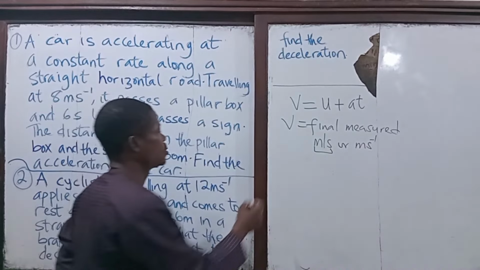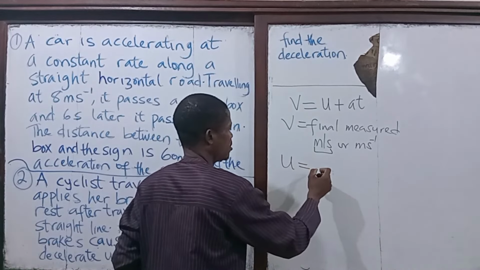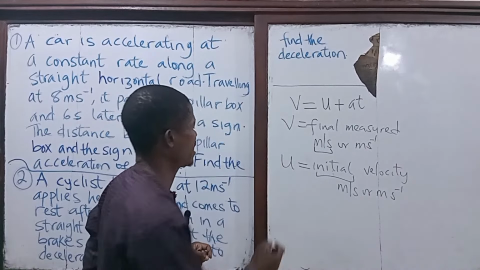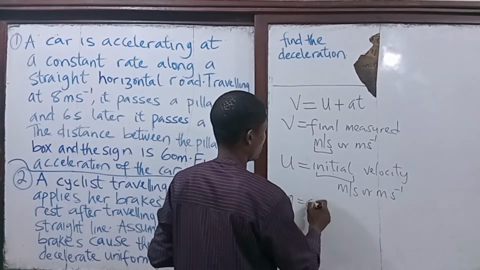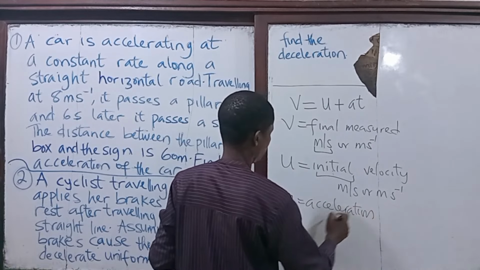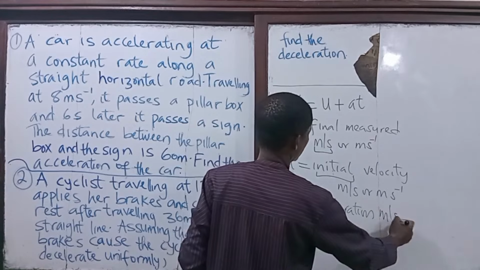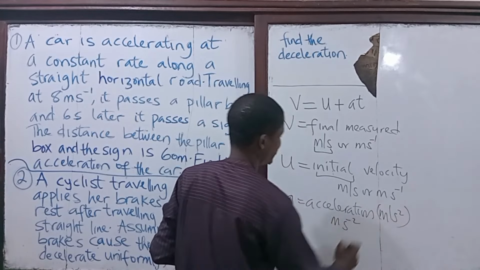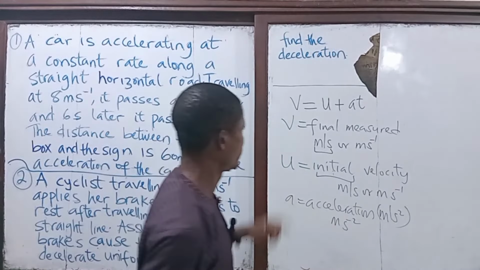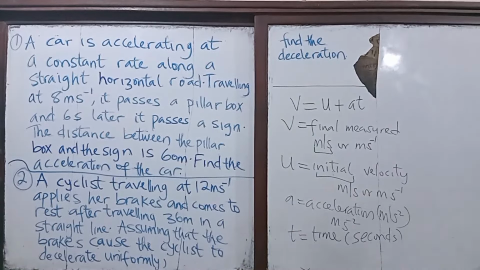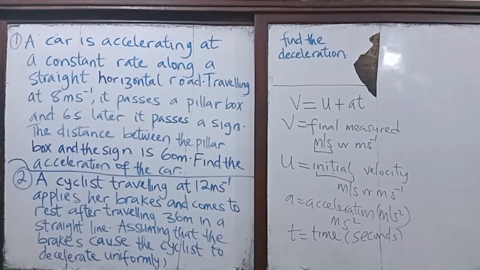u is the initial velocity. Then we have a as the acceleration. A is acceleration, measured in meters per second squared, which you can also write in this form. t is your time, measured in seconds.